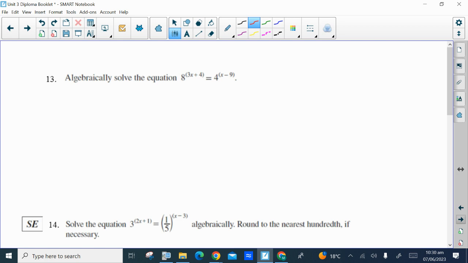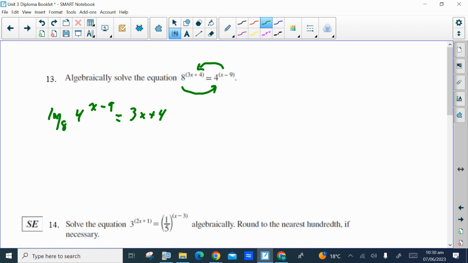Number 13, algebraically solve that. So again, that means you have to show your work. You could definitely use the graphing calculator as a check, but if it says algebraically solve, then you have to show the algebraic steps. I would convert from exponential to logarithmic by starting with the base and cycle through. If you start on the left, that means the base is 8. That'll be the base of the log. Log base 8 of 4 to the x minus 9 equals 3x plus 4.